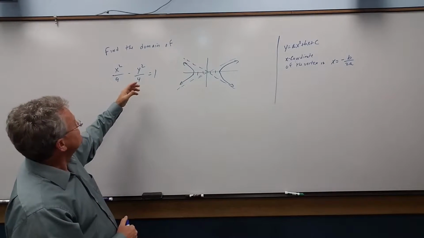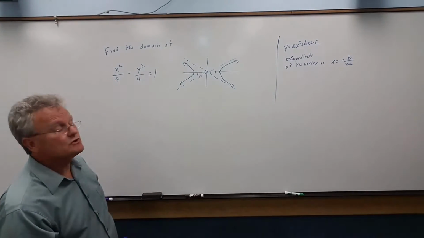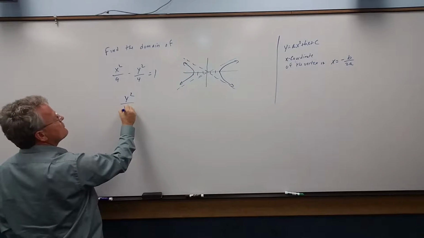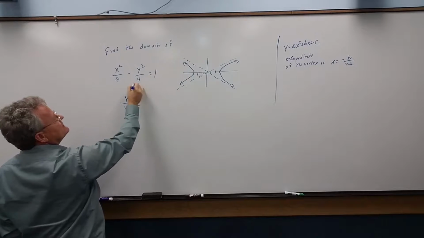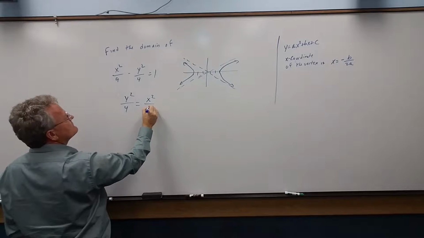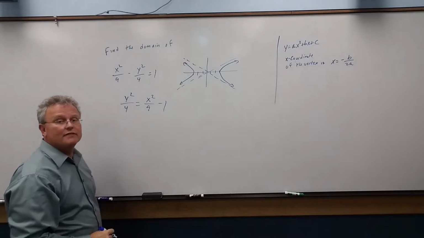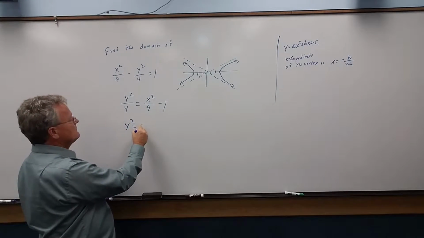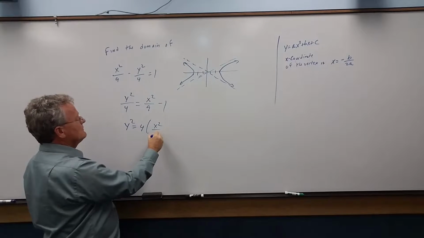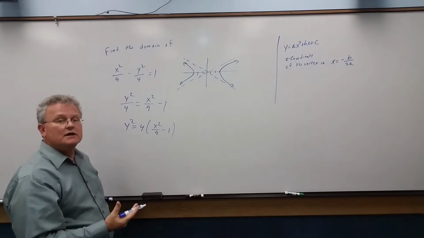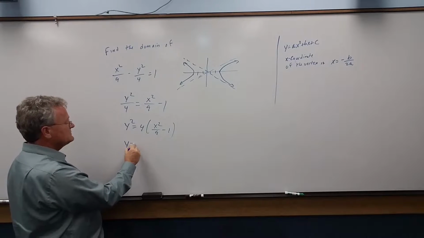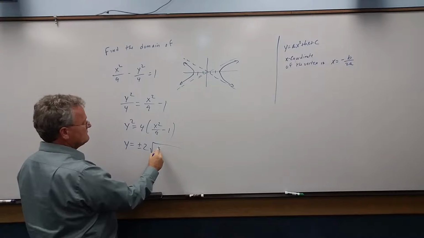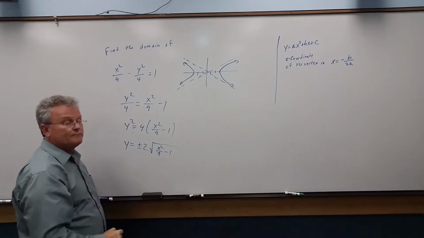So, again, to find the domain, let's solve this equation for y. If I add y squared over 4 to both sides and subtract 1, we end up with this. Multiply both sides by 4, we end up with this. Take the square root of both sides, and we get plus and minus 2 times the square root of x squared over 9 minus 1.